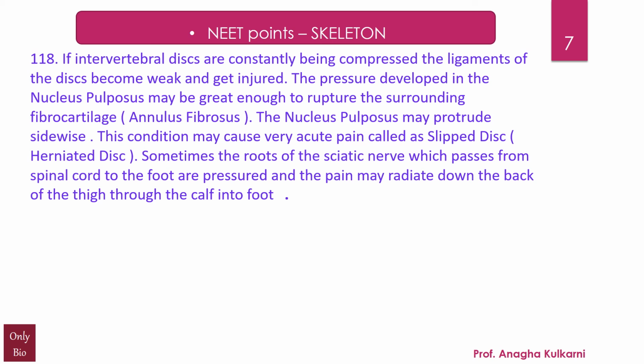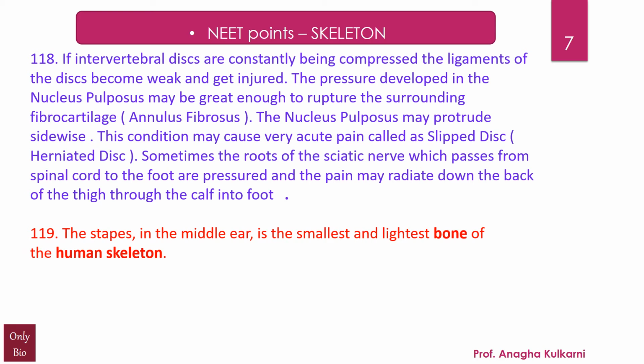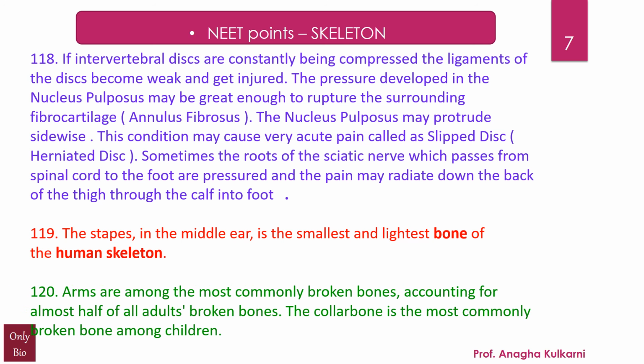Sometimes the roots of the sciatic nerve, which passes from spinal cord to the foot, are pressured and the pain may radiate down the back of the thigh through the calf into the foot. Next, the stapes in the middle ear is the smallest and lightest bone of the human skeleton. Next, arms are among the most commonly broken bones, accounting for almost half of adults' broken bones. The collarbone is the most commonly broken bone among children.